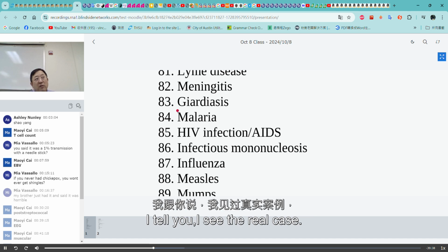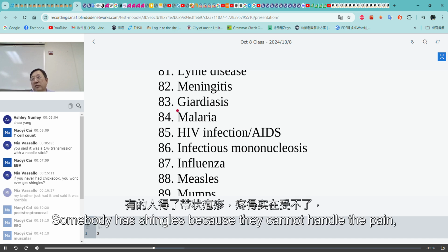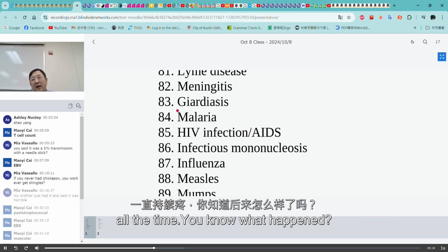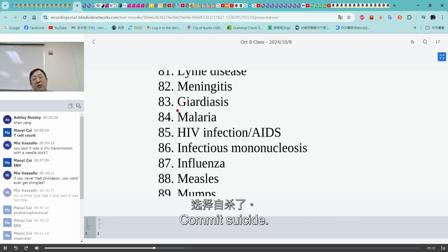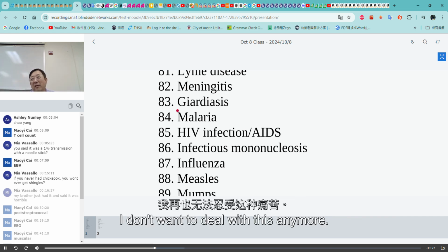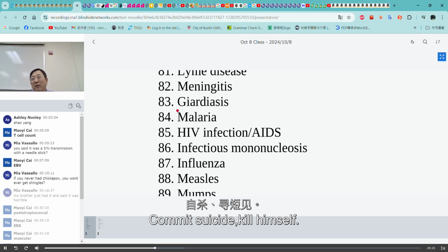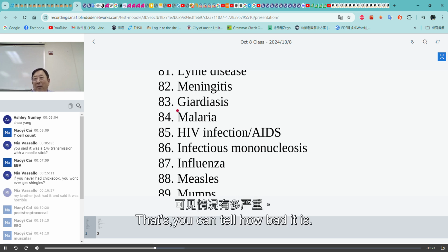I tell you, I see the real case. Somebody has shingles because they cannot handle the pain all the time. You know what happened? Commit suicide. I don't want to deal with this anymore. Commit suicide. Kill himself. You can tell how bad it is.